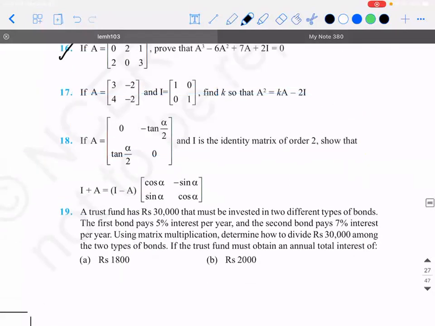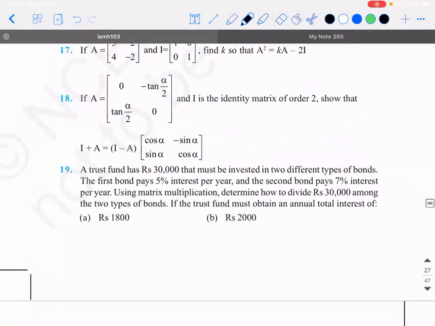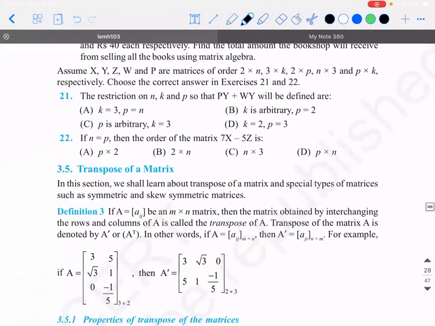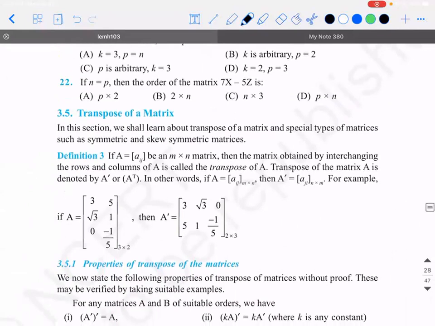Okay. So other problems, I hope you guys can do it right. You will try. If there is any doubt, reach out to me. Okay. Shall we move on to the next concept? Next is transpose of a matrix.